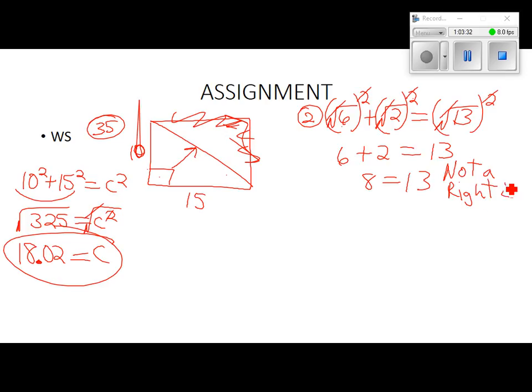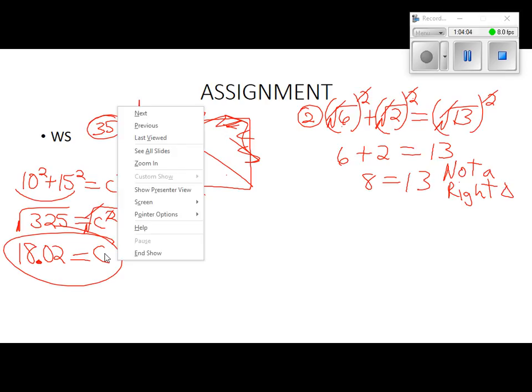6 plus 2 doesn't equal 13. But 6 plus 2 is not our sides. The square root of 6 and the square root of 2 are our sides. So we can say it's not a right triangle. Now, it might not be a triangle, but do we know that? No, we haven't figured out the length of each side, unless you know what the square root of 6 plus the square root of 2 is off the top of your head. Probably not. Next question.